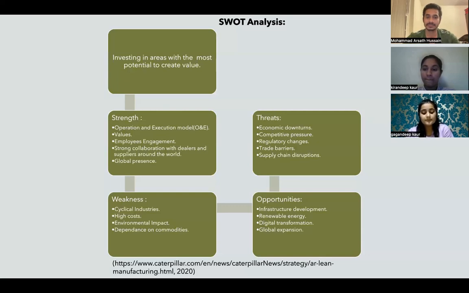Environmental impact: the company faces increasing scrutiny and pressure to reduce the environmental impact of its products, which may require significant investment in green technologies. Dependence on commodities: Caterpillar's performance is closely tied to prices of commodities like oil and materials, which can be volatile. Under opportunities, infrastructure development: increased infrastructure development in emerging markets presents growth opportunities for Caterpillar's construction equipment.